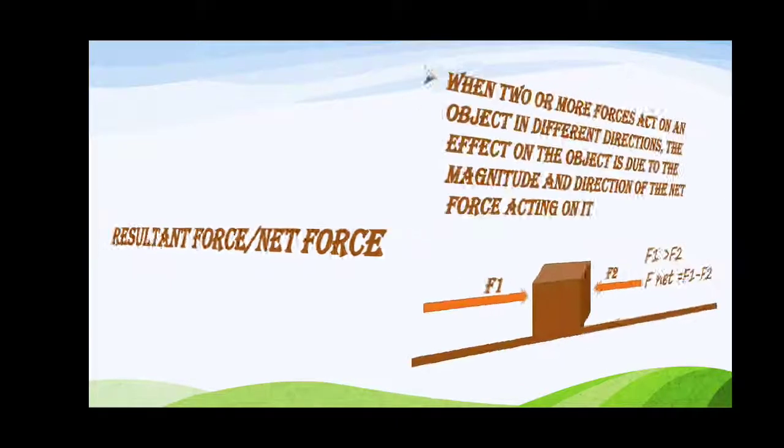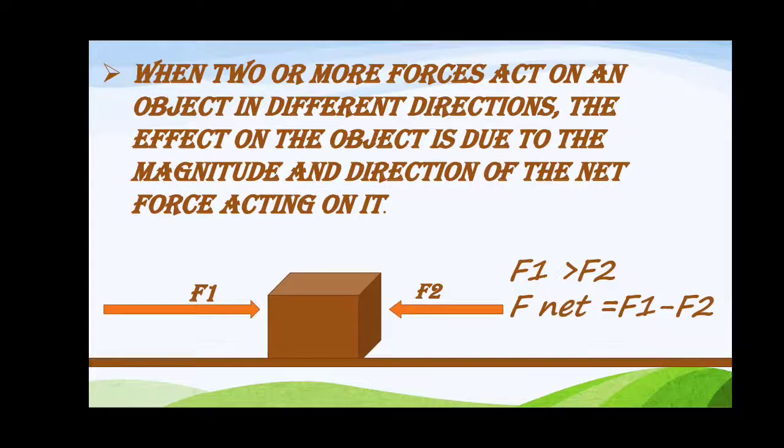So these many forces, when they act on an object, what happens when 2 or more forces act on an object in different directions? The effect on the object is due to the magnitude and direction of the net force acting on it. So here in this object, we just assume that there are 2 forces acting, F1 and F2, and F1 is greater than F2. Then the net resultant force can be calculated as F1 minus F2.